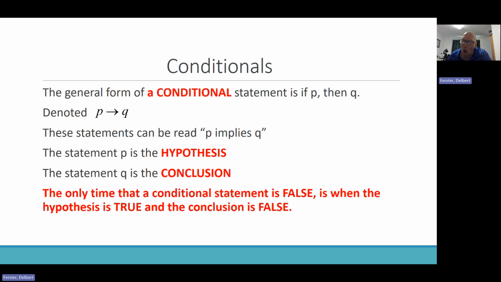The only time the conditional statement is false is when the hypothesis is true, but the conclusion is false. So you can think of it this way. If you all do well on the test, then I will give all of you an A. Suppose just for a second that you all do well on the test, but I don't give you all an A. I failed my if-then. My if-then statement in that case would be false. So you'll get a false conditional if the hypothesis P is true and the conclusion Q happens to be false.